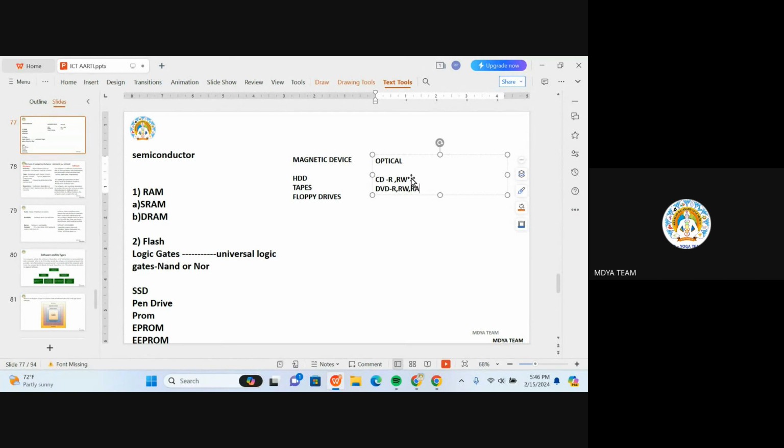And last is RAM. I haven't told you about the RAM yet, that is left. So we will understand what DVD-R is. DVD is digital versatile disk. R is recordable, where we can record the data only. Read-write is where we can read and write both.